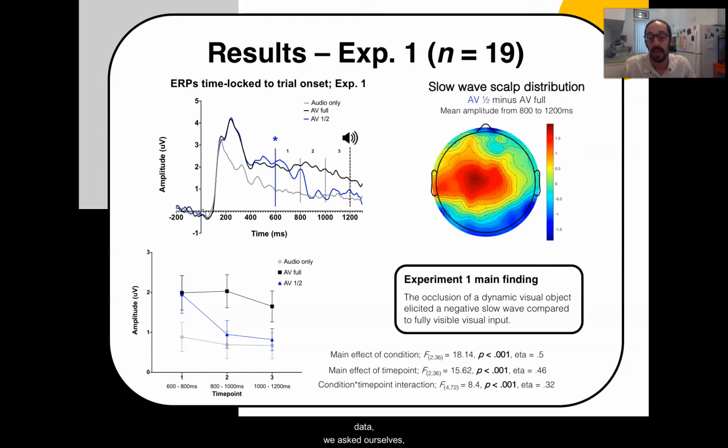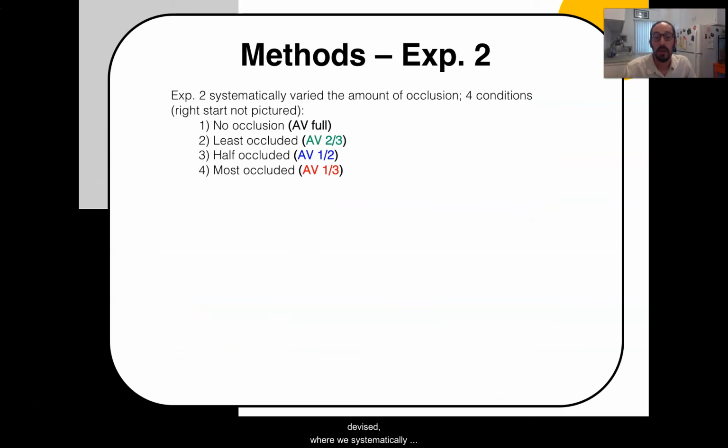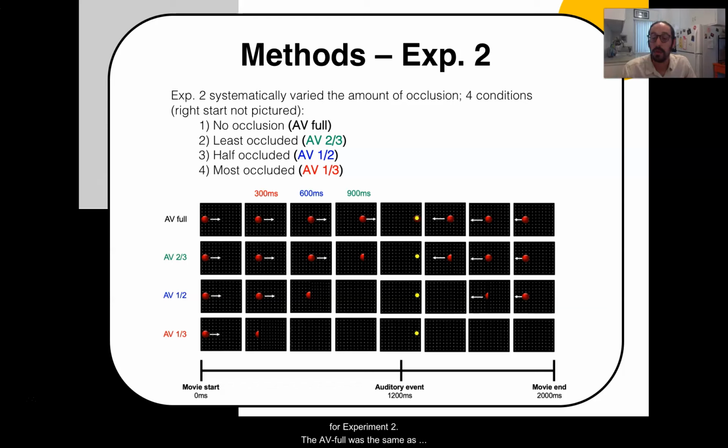Considering these data, we asked ourselves, would the amount of visual information generate different patterns of slow wave negativity? A second experiment was devised where we systematically varied the amount of time the ball spent under occlusion. As before, I'll present the 4 conditions for experiment 2. The audiovisual full was the same as experiment 1, and in the conditions presented below, we manipulated the amount of time the ball spent under occlusion. For example, in our least occluded condition, the 2/3, the ball underwent occlusion at 900 milliseconds.